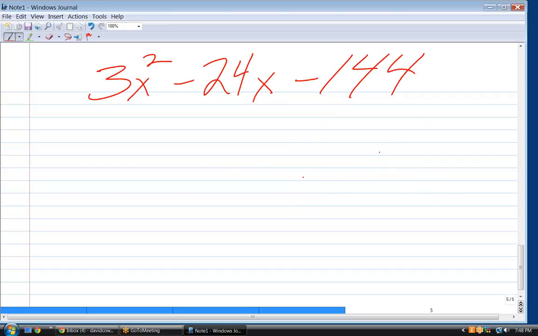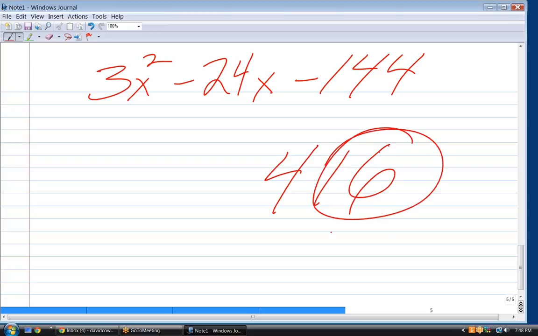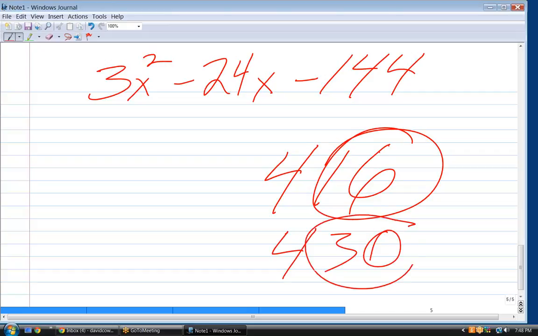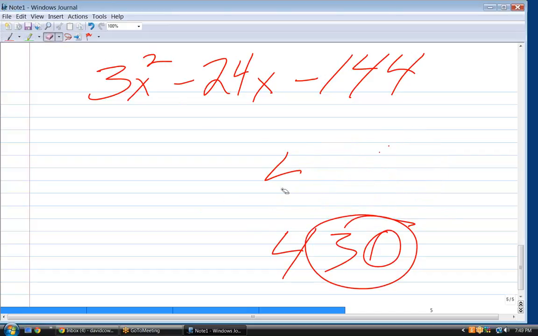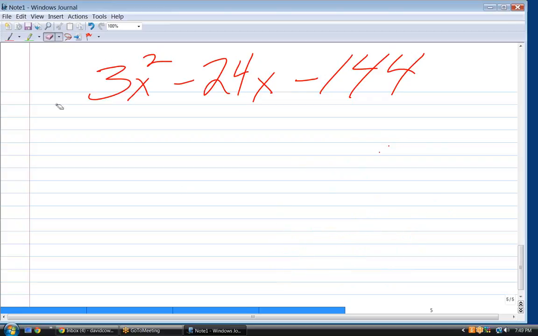Another little helpful thing is numbers are divisible by 4 if the last 2 digits are divisible by 4. So 430 is not divisible by 4 because 30 is not divisible by 4. But 416 is. So a little bit of number theory that's helpful every now and then as to whether numbers are divisible by 3, 4, or 9.